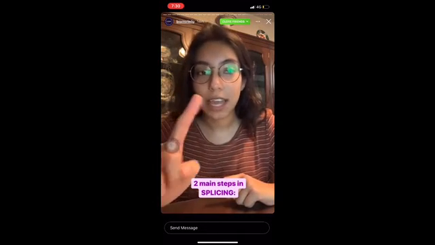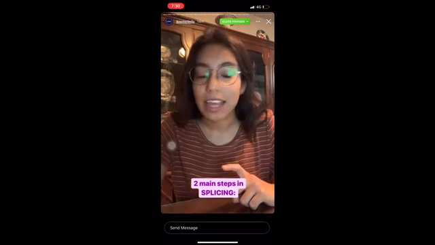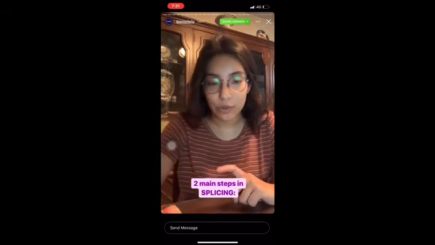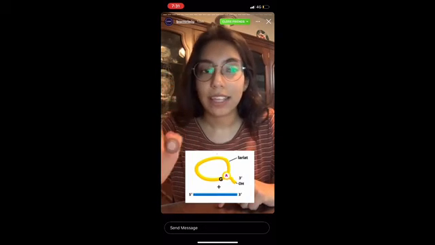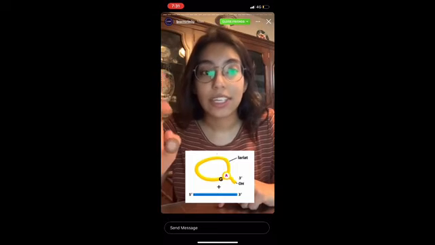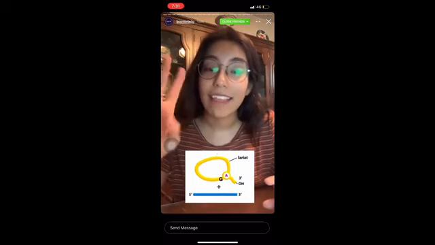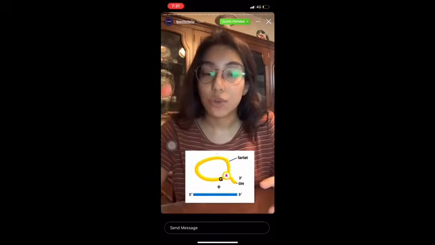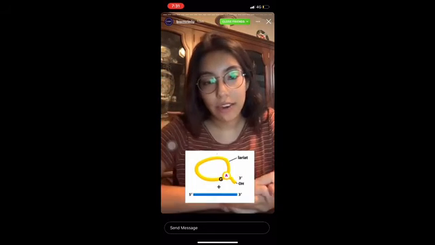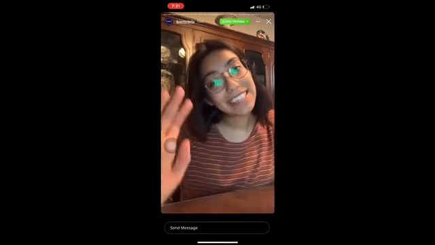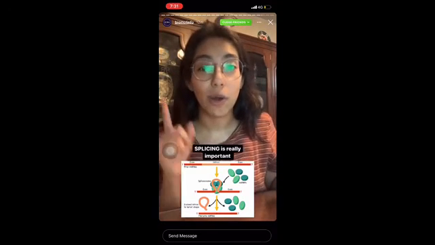In the first step, the pre-mRNA is cut at the 5' splice site. The 5' end of the intron is then joined to the branch point within the intron. This generates a lariat-shaped molecule characteristic of the splicing process. The second step is when the 3' splice site is cut, and then the two exons are joined together and the intron is released.